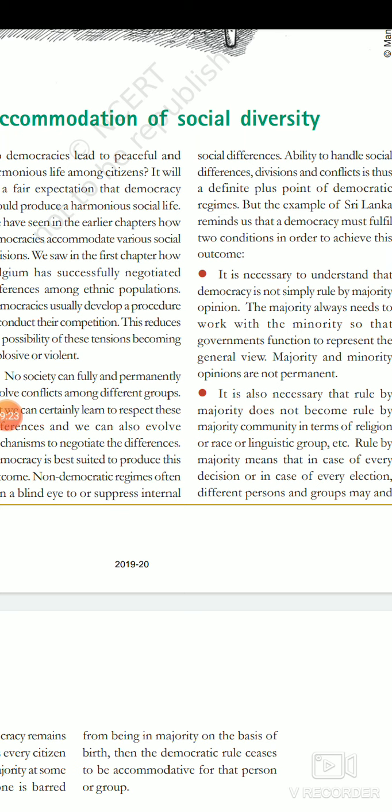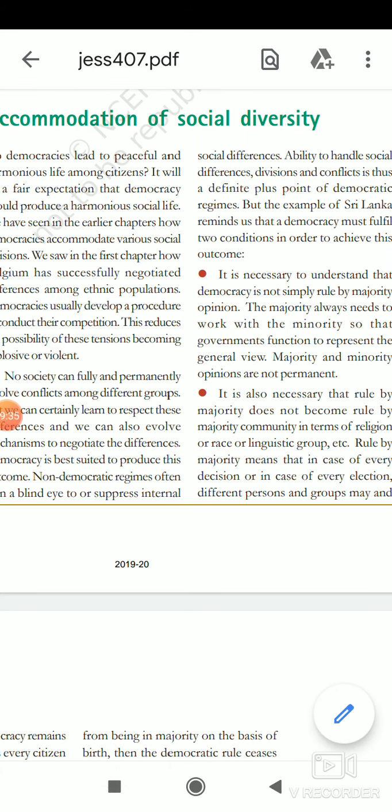So democracy is democracy. Everybody has equal rights there. If someone is barred from being in the majority on the basis of birth, then the democratic rule ceases to be accommodative for that person or group. If any person or group is barred from being in the majority on the basis of birth, then there can be problems. So these problems are not seen in democracy, because in a democratic country, whatever social diversity there is in society is accommodated by a democratic government.